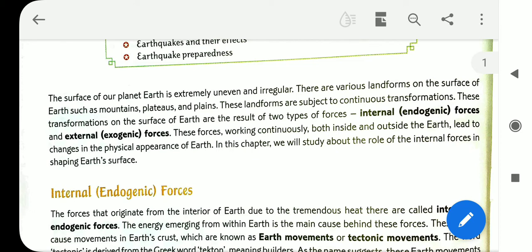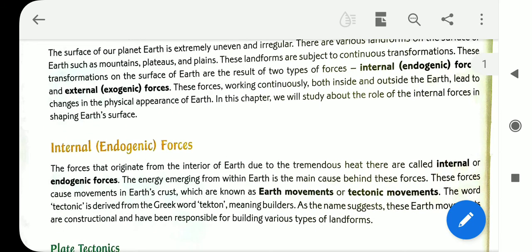These forces working continuously both inside and outside the Earth lead to changes in the physical appearance of the Earth. In this chapter, we will study the role of the internal forces in shaping the Earth's surface, and how the shape of the Earth changed due to the internal forces.